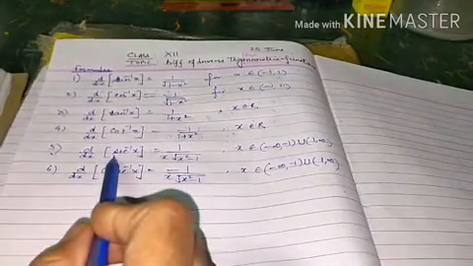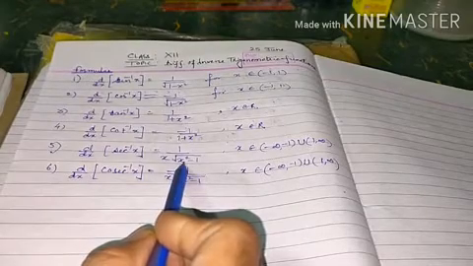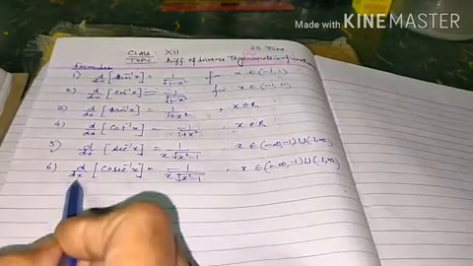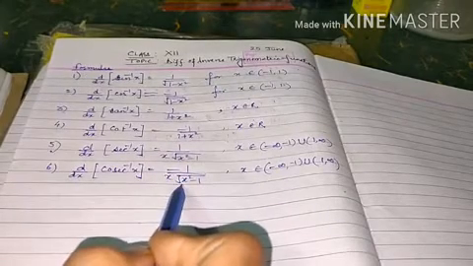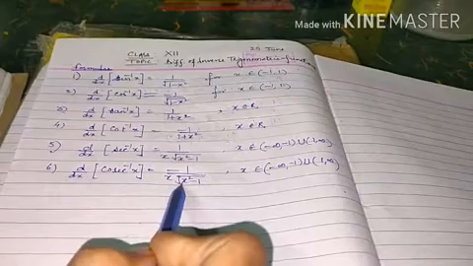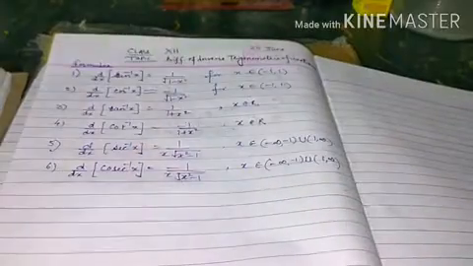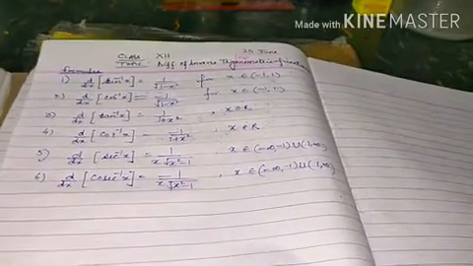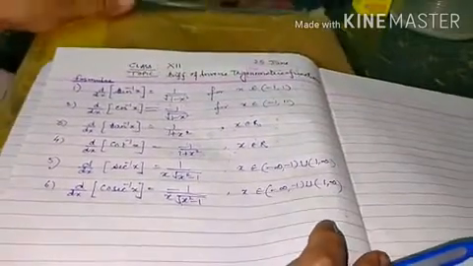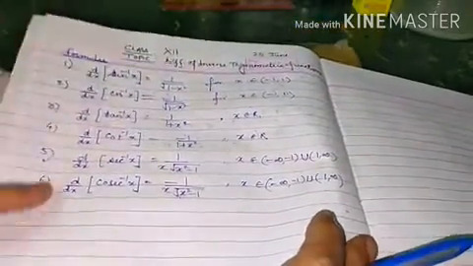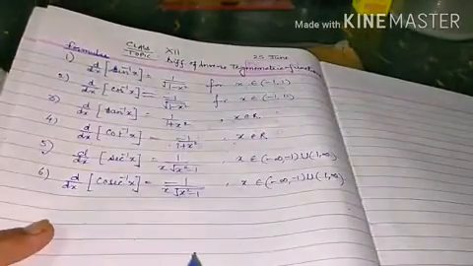d by dx of sec inverse x is 1 upon x root x square minus 1. And d by dx of cosec inverse x is minus 1 upon x root x square minus 1. Here, these are the 6 formulae which you will use. So, learn them. I am proving one of them, and in the same manner, you can prove the remaining ones.